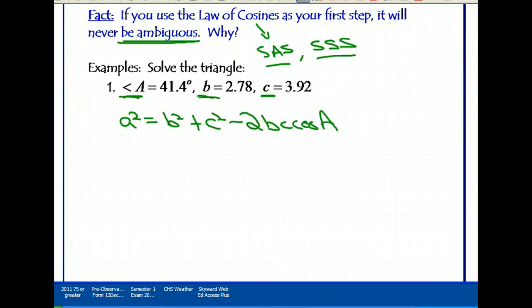And why would I choose that? Because look, I've got angle A, B, and C. I'll choose that version. Okay, what should we get first? Well, kind of looks like we're getting side A first. You don't have a lot of choice in the matter.